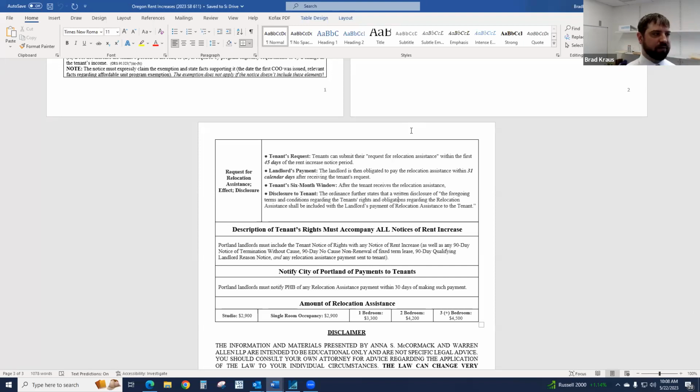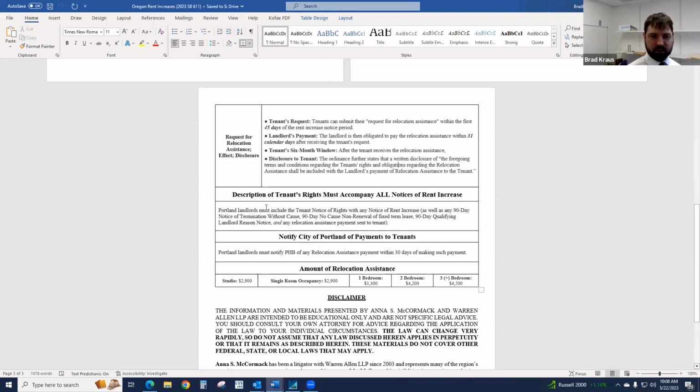I can't hammer that home enough, because if you don't, then the Portland ordinance has been violated and you may have a damages issue. Okay, so again, in Portland, there is an additional disclosure of the notice of tenants' rights that's required. It looks like we hit that here.